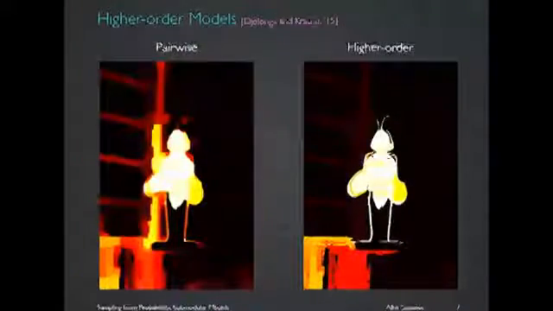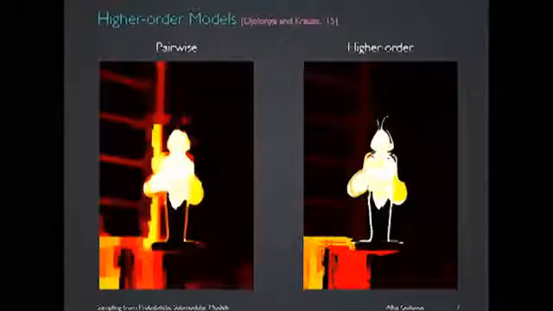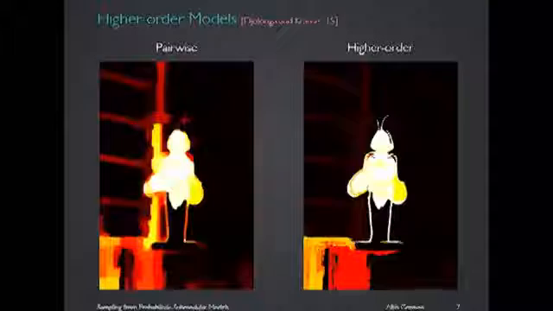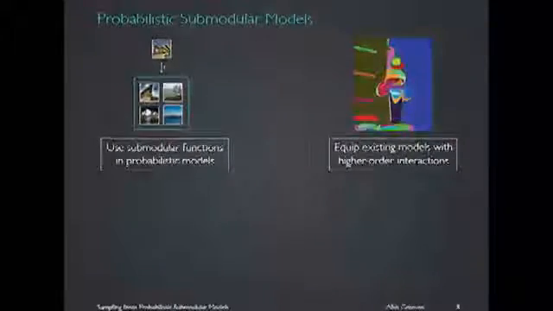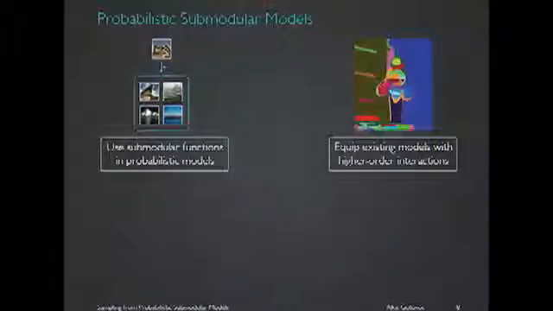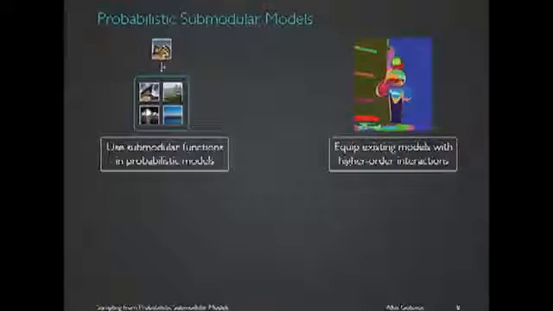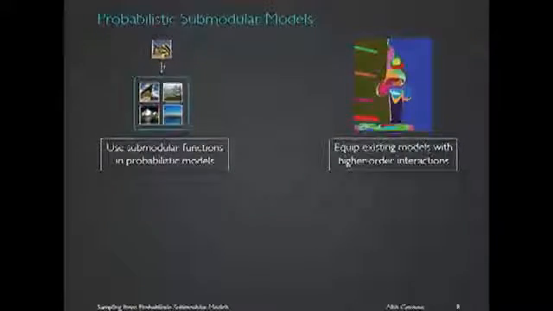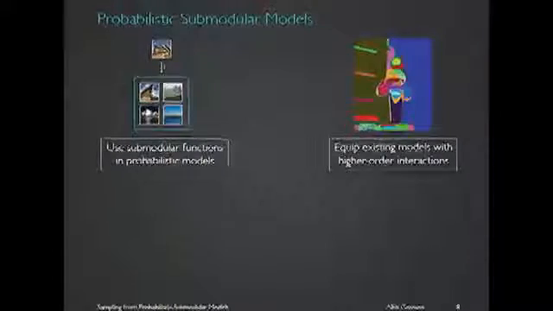And for example, from some recent work by Djolonga and Krause, you can see that these higher order potentials actually achieve a much crisper probabilistic labeling than pairwise ones. So to summarize my two major points up to now, on the one hand, we would like to go beyond submodular optimization and actually use submodular functions to define probabilistic models. And on the other hand, we would like to take existing probabilistic models and equip them with higher order interactions.